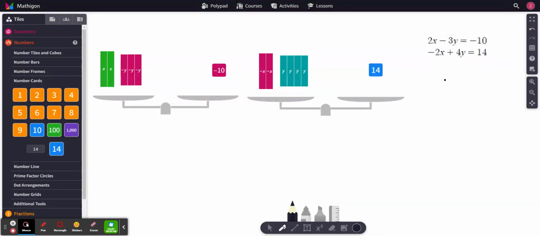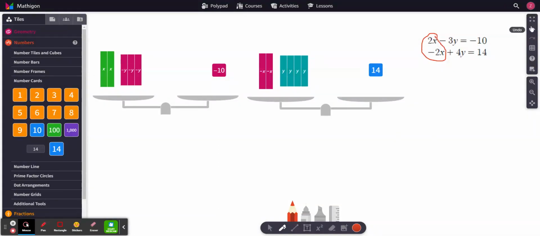So elimination is the method where I'm going to combine the equations. I'm going to add them together, hoping to eliminate a variable. So I'm looking here, and I see that I've got 2x and negative 2x. And if I add those two together, I will eliminate x.